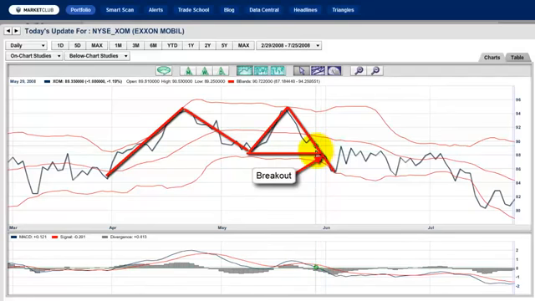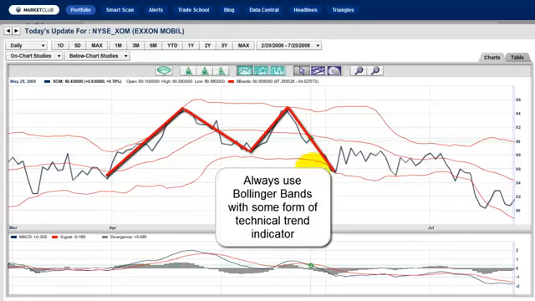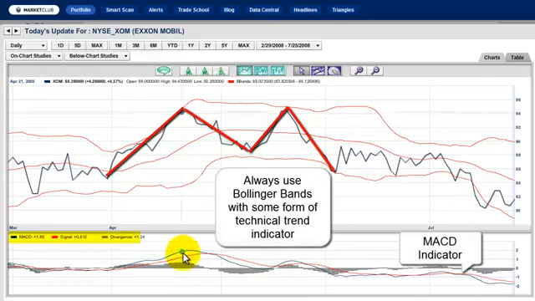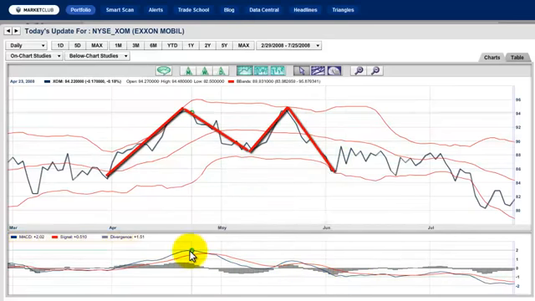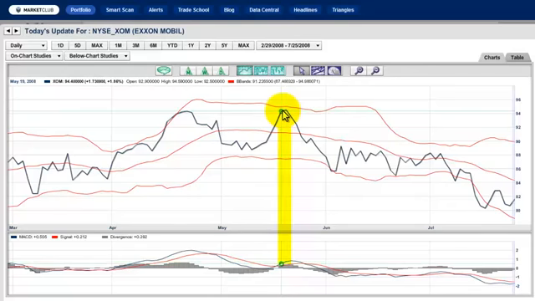Now you can also look at the indicator we have below this, because you should always use the Bollinger Band in conjunction with some sort of trend following indicator. Now the MACD is a trend following indicator developed by Gerald Appel, and we have a lesson on that too. You can see here we had a high, the market came down, had another high, but the high was lower than this high, which was higher than this high. So you had a divergence.